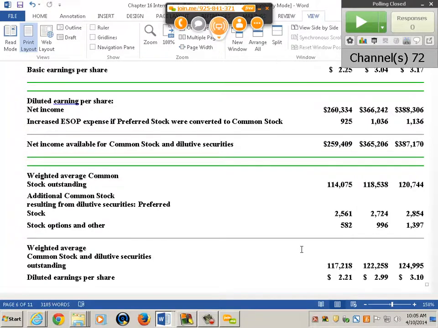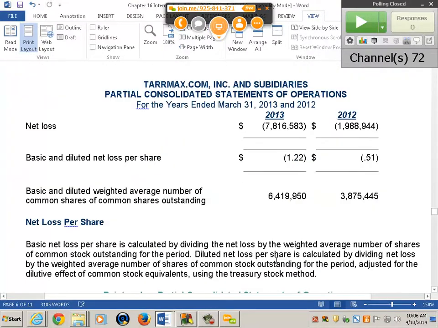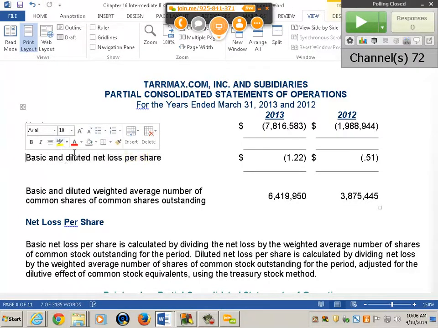Okay. All right. Now, one last disclosure, unless you have any other questions. We talked about the net loss per share. And then let me now show you what a net loss per share disclosure looks like. I'll give you a couple of examples. The first company, this Tarmax, again, are hypothetical companies. Notice that when you have a net loss per share, it has both basic and diluted earnings per share at the same amount. Why is that the case? If there's a net loss, why are they the same?